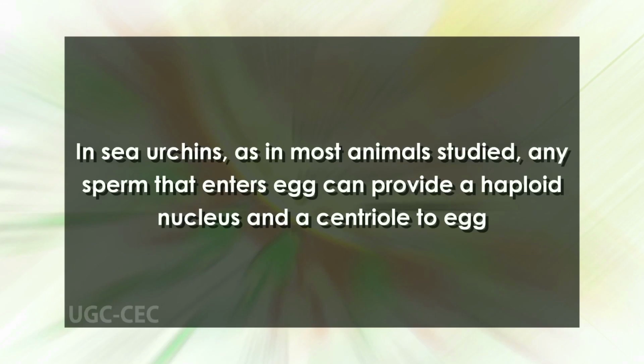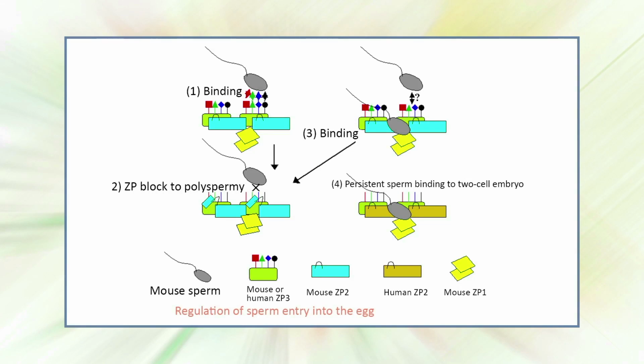As soon as one sperm has entered the egg, the fusibility of the egg membrane, which was necessary to get the sperm inside the egg, is lost and prevents polyspermy. In sea urchins, as in most animals studied, any sperm that enters the egg can provide a haploid nucleus and a centriole to the egg. In normal monospermy, in which only one sperm enters the egg, a haploid sperm nucleus and a haploid egg nucleus combine to form the diploid nucleus of the fertilized egg, that's the zygote, thus restoring the chromosomal number appropriate for the species.